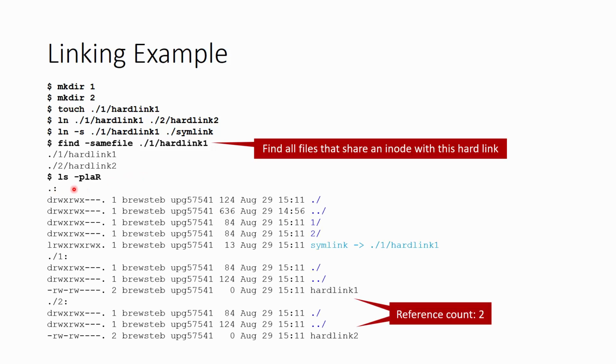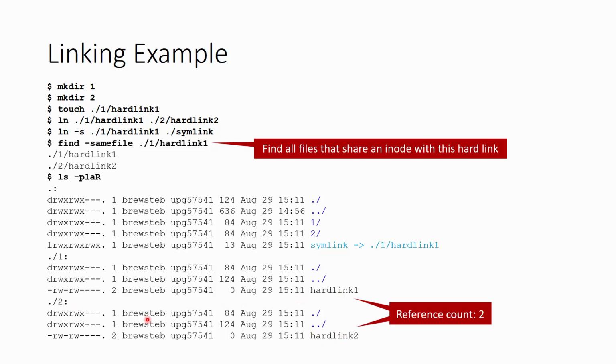If I do an ls -pLAR, with the capital R giving me a recursive look at what's happening from my current directory, I can see all of these links in place, all of these files in place. In the current directory, I have my symbolic link that we created, and that is pointing to the hardlink1 file in directory 1. In directories 1 and 2, we can see hardlink1 and hardlink2.